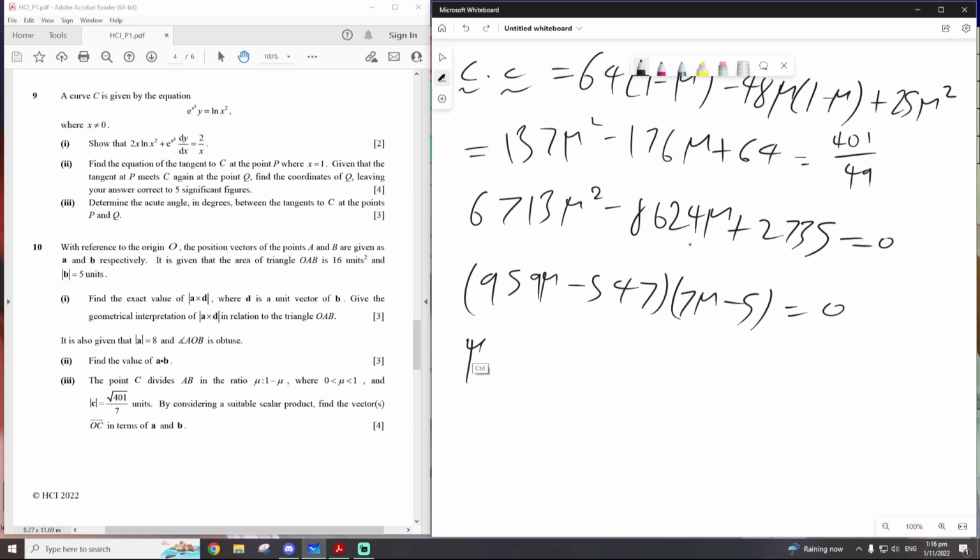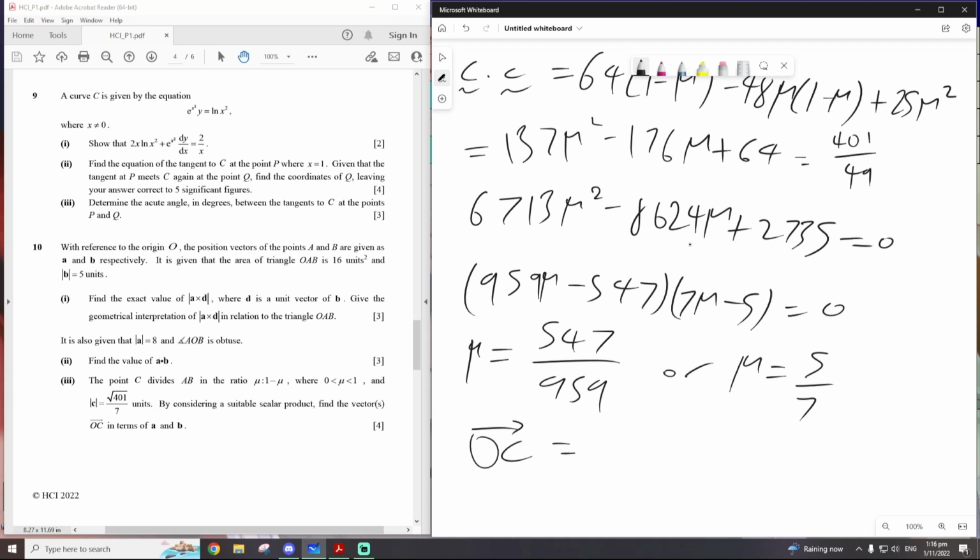So mu equals 547 divided by 959, or mu equals 5 over 7. Okay, 5 over 7 is not that bad, but 547 over 959 is pretty ridiculous if you ask me. Okay, so of course answer the question. OC, by ratio theorem, I can have 1 over 959. So I get 1 minus mu, so I get 412A plus 547B.